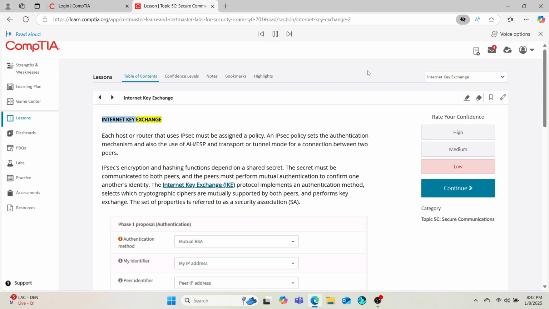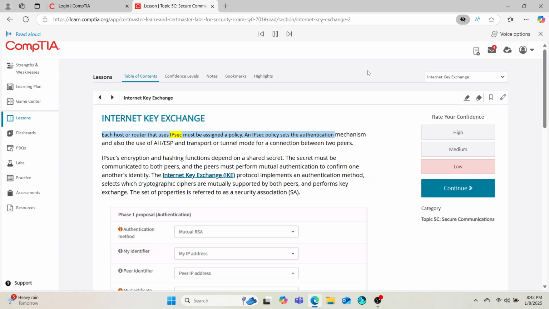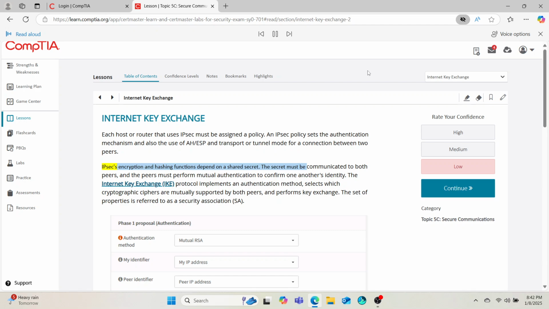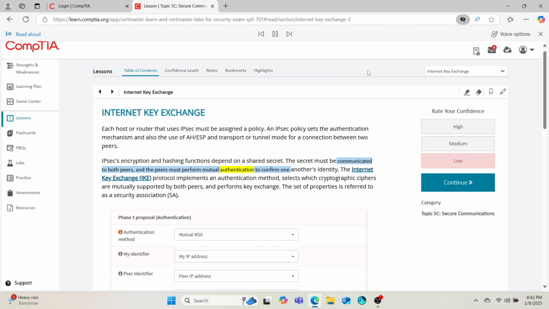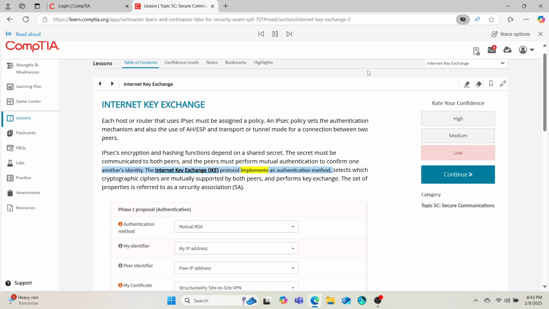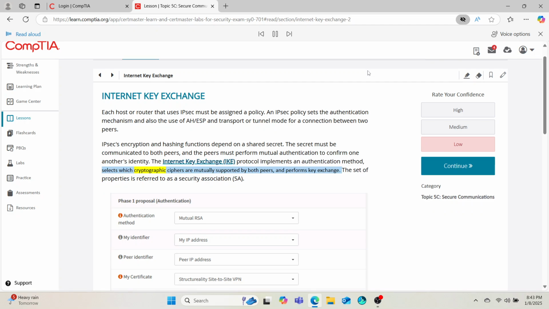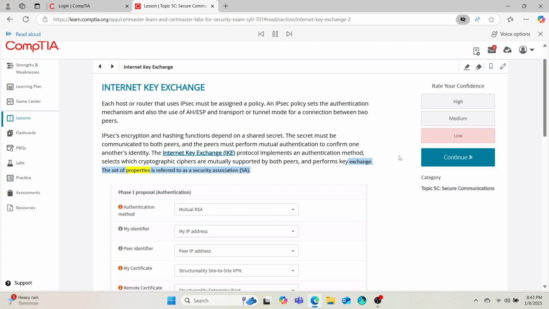Internet Key Exchange. Each host or router that uses IPsec must be assigned a policy. An IPsec policy sets the authentication mechanism and also the use of AH/ESP and transport or tunnel mode for a connection between 2 peers. IPsec's encryption and hashing functions depend on a shared secret. The secret must be communicated to both peers, and the peers must perform mutual authentication to confirm one another's identity. The Internet Key Exchange, IKE, protocol implements an authentication method, selects which cryptographic ciphers are mutually supported by both peers, and performs key exchange. The set of properties is referred to as a security association, SA.